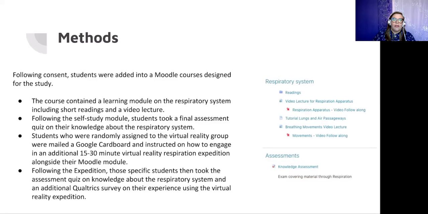Students who were randomly assigned to the virtual reality group were mailed a Google Cardboard and instructed on how to engage in an additional 15 to 30 minute virtual reality respiration expedition alongside their Moodle module. And so you can see off to the side here on this slide what that looks like in Moodle. And following the expedition, those specific students then took an assessment quiz on knowledge about the respiratory system and an additional Qualtrics survey on their experience using the virtual reality expedition.